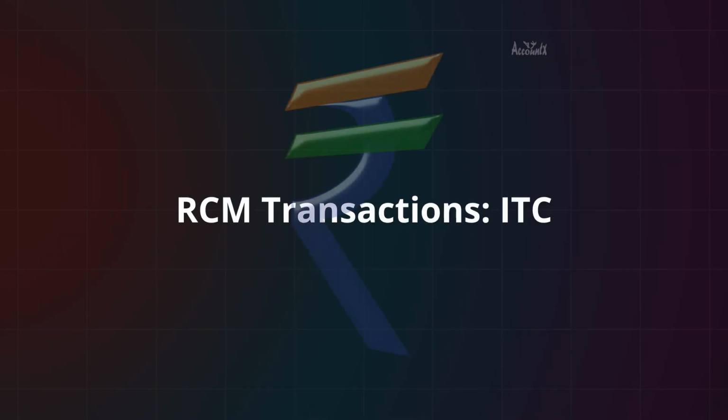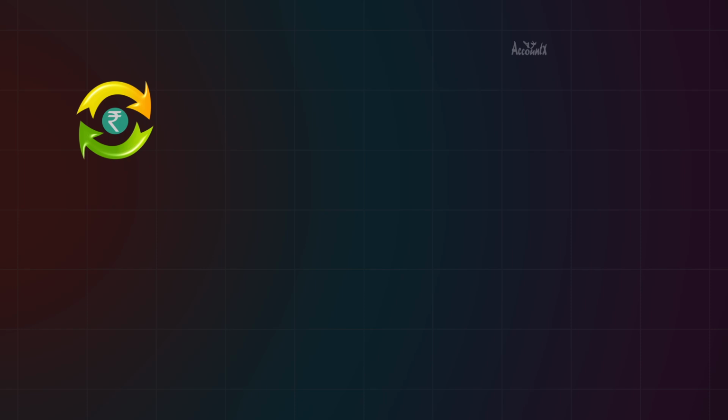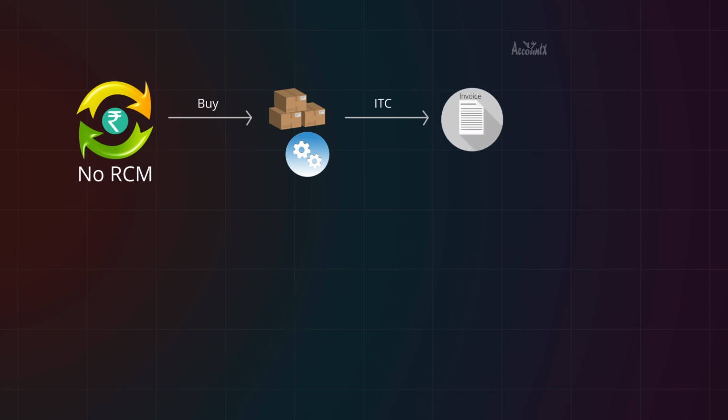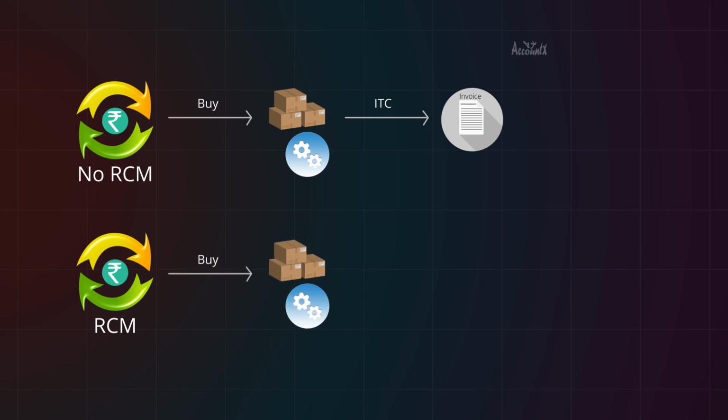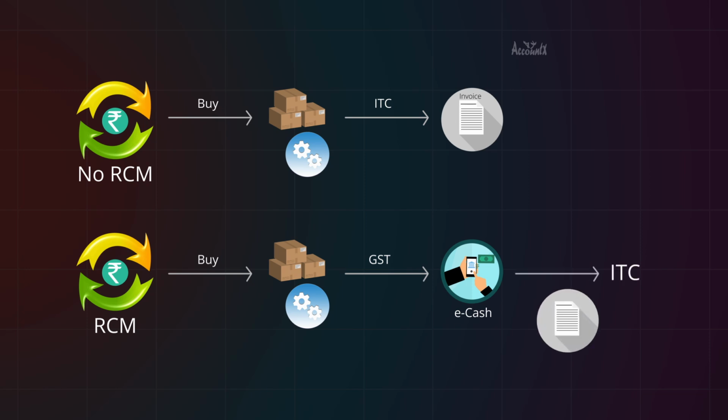Another key change that's worth discussing is availing input tax credit in case of RCM transactions. On transactions on which RCM is not applicable, if you buy goods or services for the purpose of business, you can avail ITC on the basis of your supplier's invoice. Of course, you have to satisfy certain other conditions. But if RCM is applicable, then first you have to pay GST through your electronic cash ledger and then avail input tax credit. So in such a situation, what is the supporting document for you to avail input tax credit?